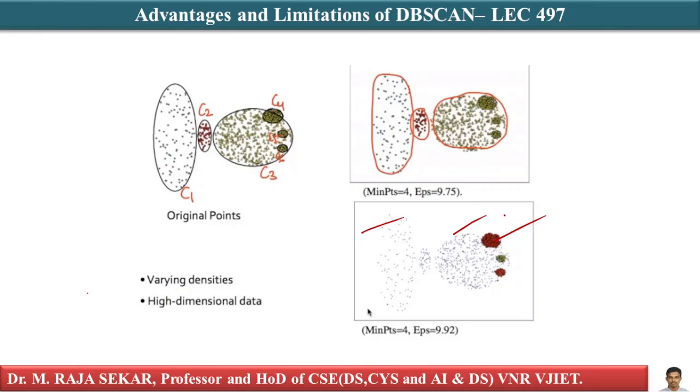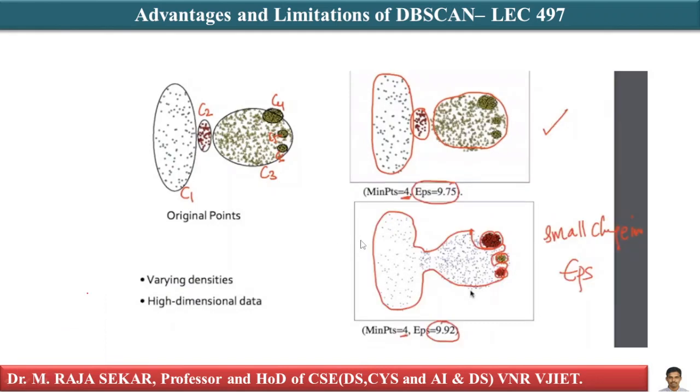So I will get clusters like this. For a small change of epsilon, I am getting a completely different cluster. My first cluster, let me say this is cluster C1, this is cluster C2, cluster C3, cluster C4, something like this. Let me repeat. This is my first cluster.